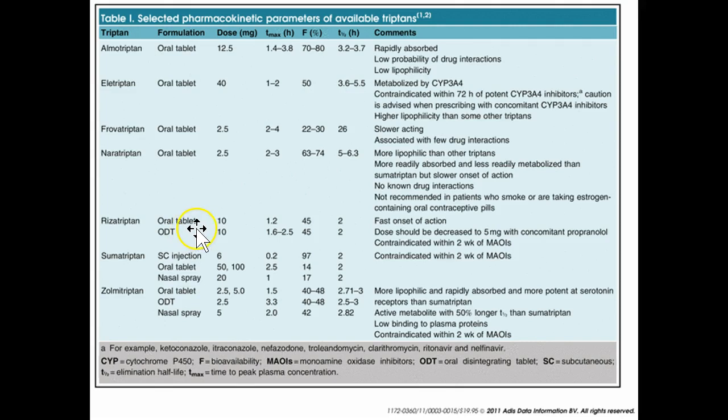The orally dissolving tablets, if you notice, actually, like for example this one, doesn't really have that much faster of a Tmax here. And if we look at zolmitriptan, it actually has a longer Tmax. So why that is, I'm not exactly sure. Bioavailability is about exactly the same.